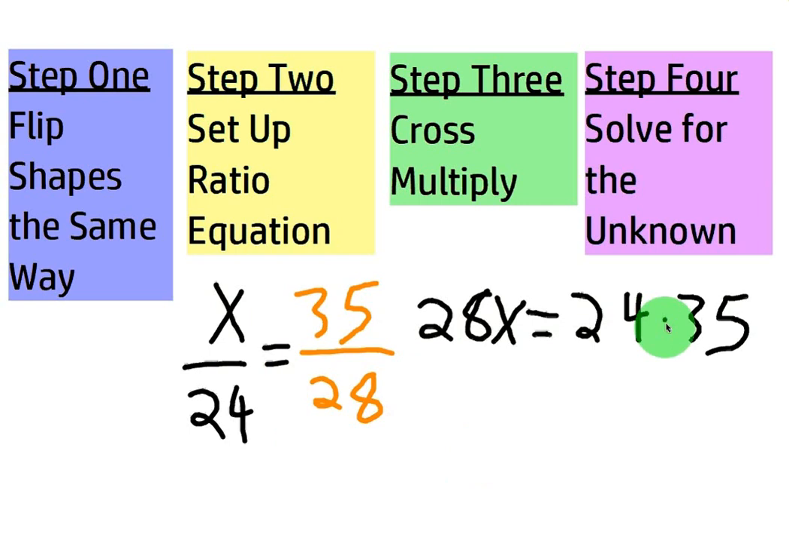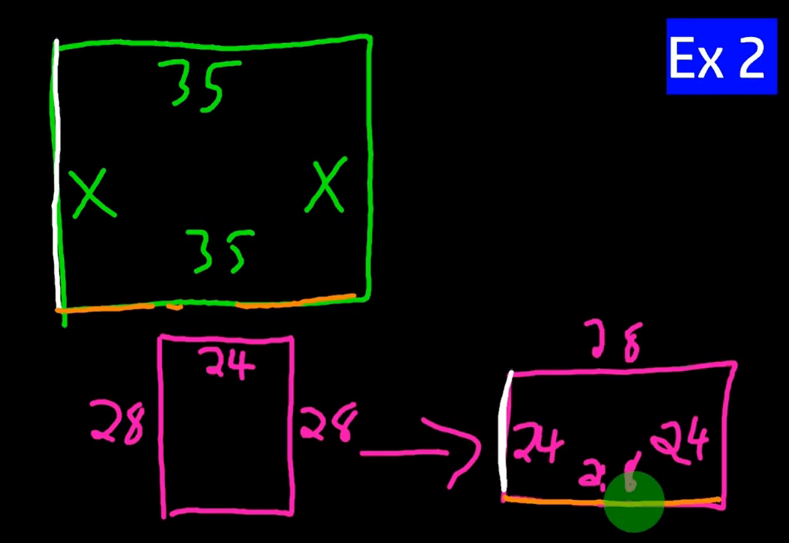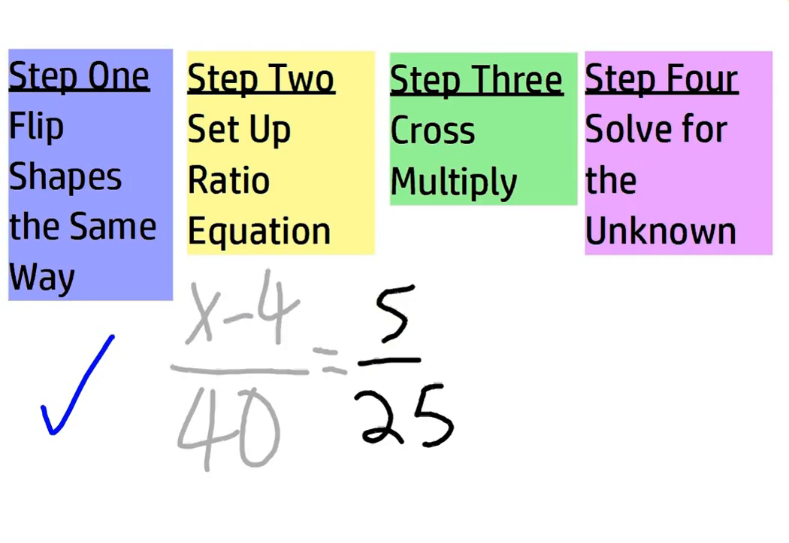Does it matter, on the second part that doesn't have the variable, which way you write it? Nope. You can do 35 times 24 or vice versa. Look up here, please. No, you weren't. Next up.